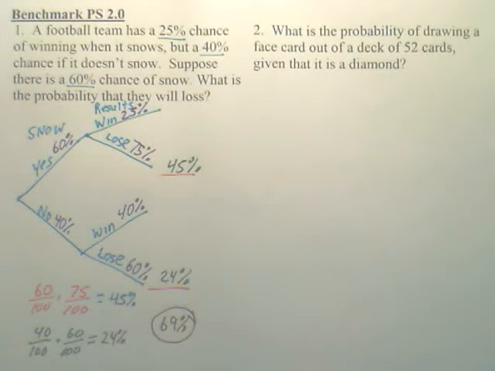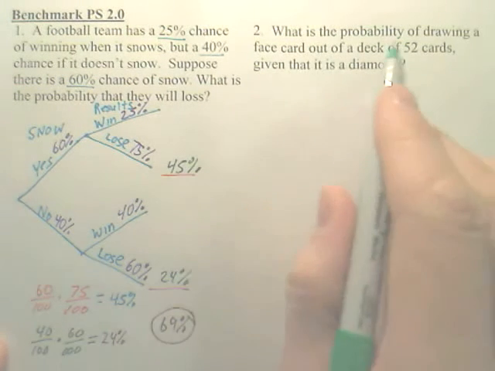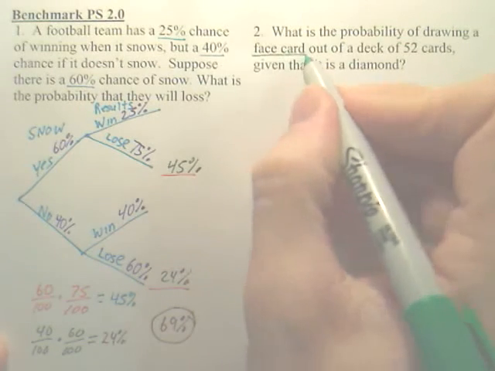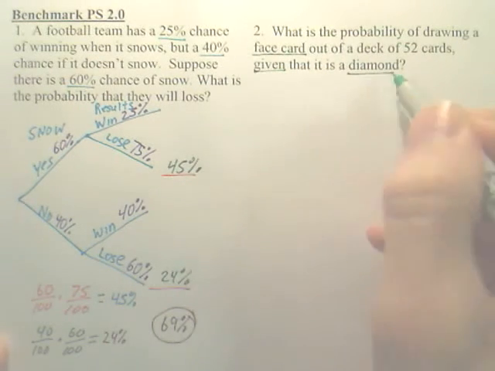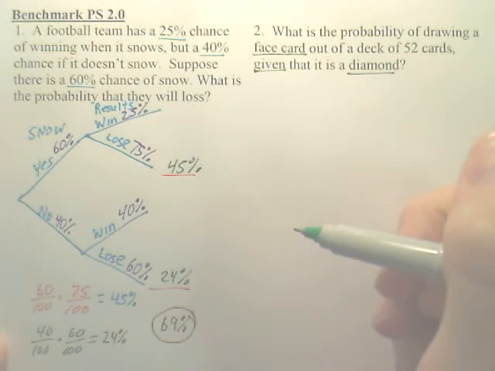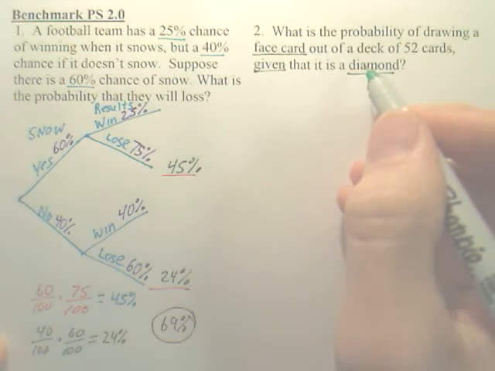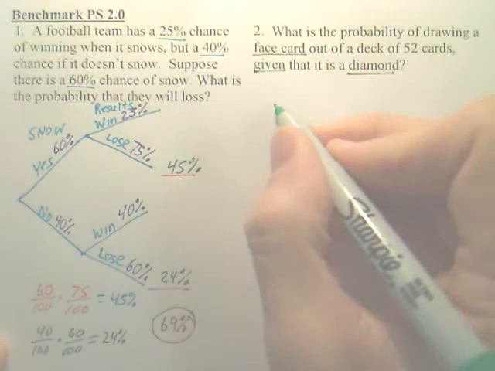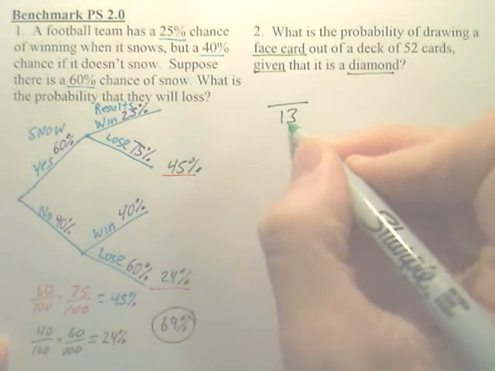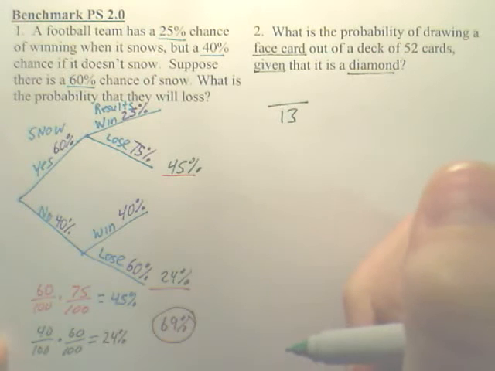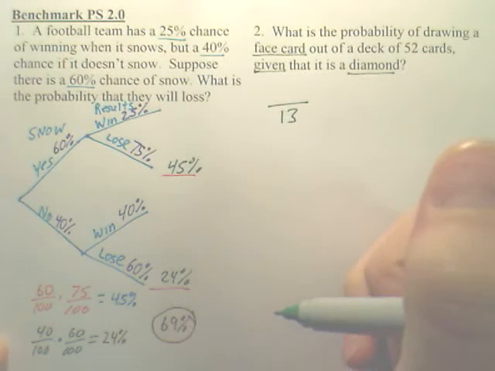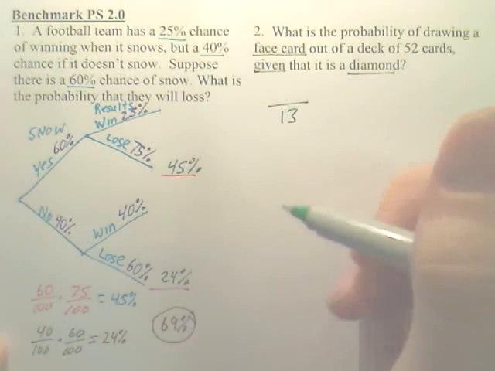For the next problem, probability of getting a face card given it's a diamond. The moment we say given it's a diamond, we throw everything out but diamonds. How many diamonds in a deck? 13. There are 13 diamonds in a deck. How many of those diamonds are face cards? 3. King, Jack, Queen.